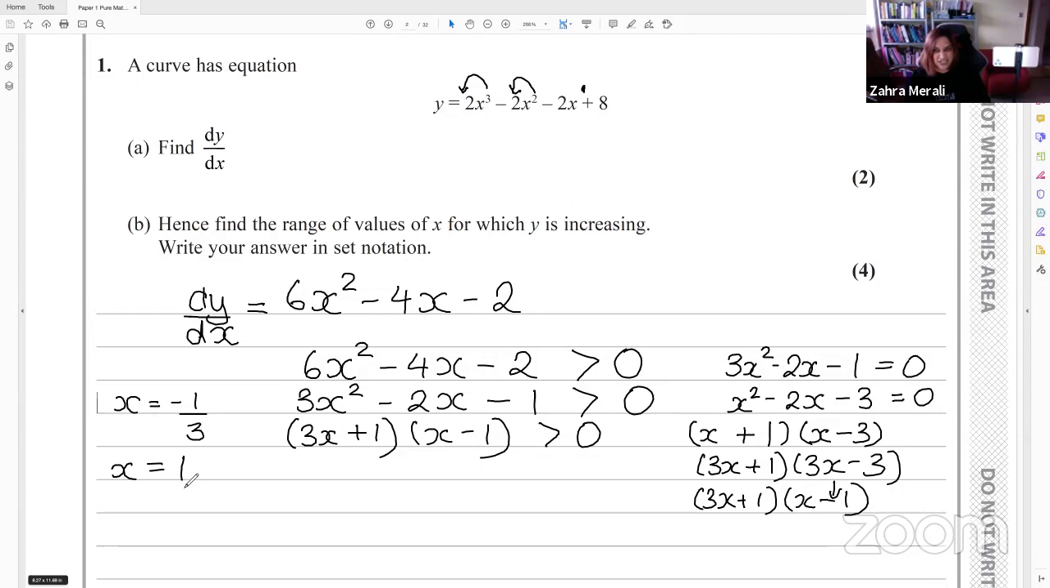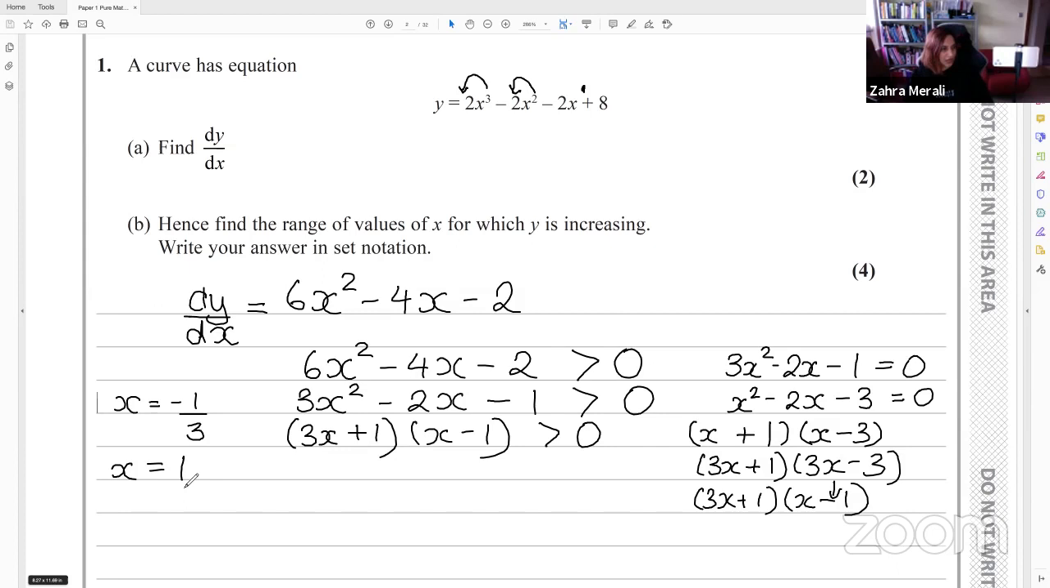I'm going to put it back into the original. So if I put 0 into the original, I get 0 minus 0, and then I end up with minus 2. Minus 2 is not bigger than 0, so we don't want 0. So that means we must want the outside range. With inequalities, it's either always the middle or it's going to be the outside.